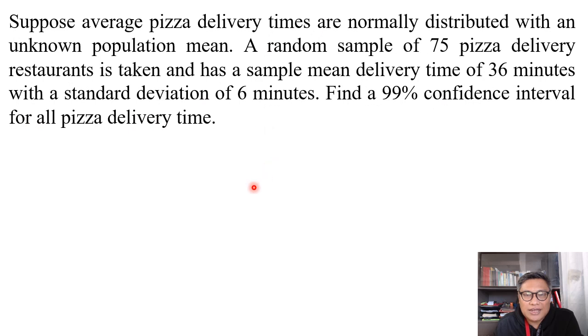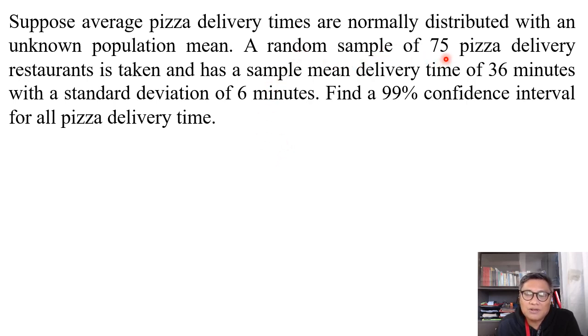So another example here is for those who love pizza. Suppose the average pizza delivery times in terms of minutes are normally distributed with an unknown population mean. So how many times do you ask for the delivery of a pizza regardless of the delivery person? It could be Grab, it could be Panda, okay?